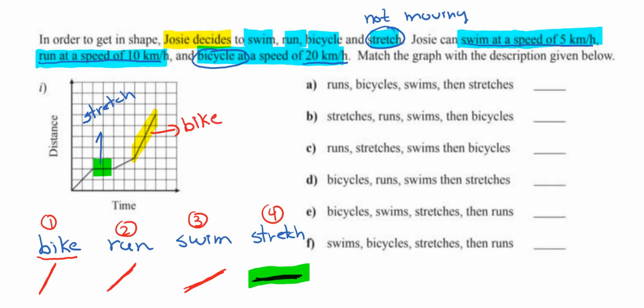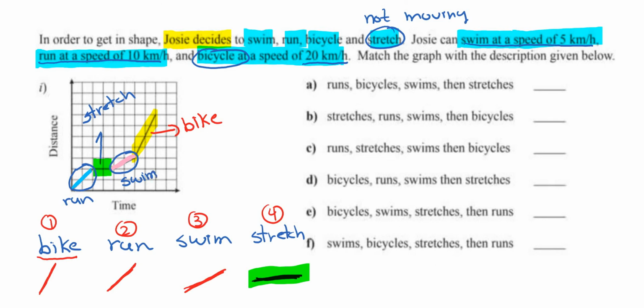Okay. Now ask yourself, you have this blue line right here, and you also have this pink line right here. Which one is steeper? Is it the pink line or is it the blue line? I believe this one is steeper right here, so this means you should be running. And then this one right here would be your swimming. That line would represent the swim.